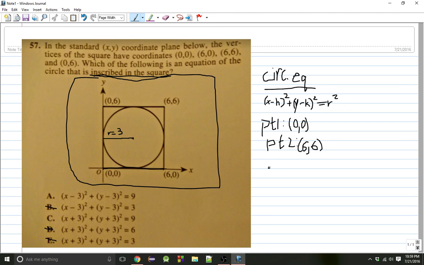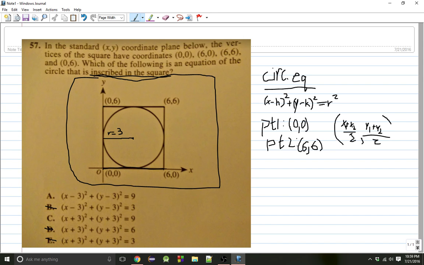And then we have to find the midpoint of it. And remember, the midpoint formula is (x1 plus x2 over 2, y1 plus y2 over 2).